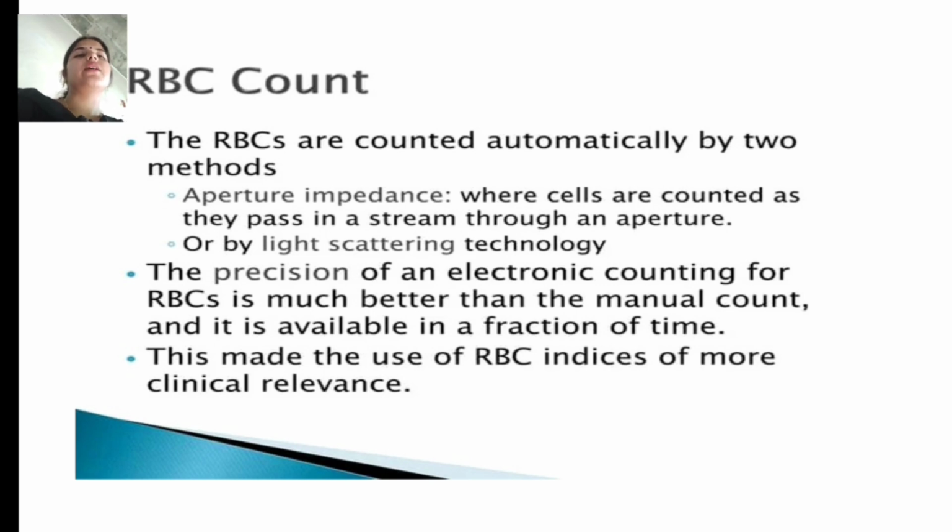Next is the RBC count. The RBCs are counted automatically by two methods. They are aperture impedance, where cells are counted as they pass in a stream through an aperture, or light scattering technology. The precision of electronic counting for RBC is much better than the manual count, and it is available in a fraction of the time. This made the use of RBC indices of more clinical relevance.